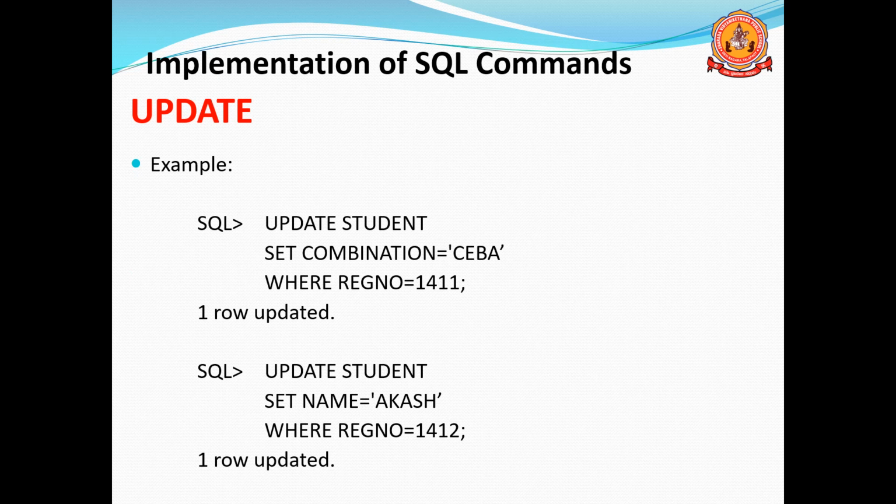Then update student, set name is equal to Akash, where register number is equal to 1412. The particular student with register number 1412, that name is possible to change. You are changing the name. In the last case I didn't enter the name, but here we are going to add the new field. Whenever we use the second method of insert into, we enter only some fields and neglect the others. So in that case, if you want to add new columns or new data, we make use of the update command, which will add the new data or update existing data.